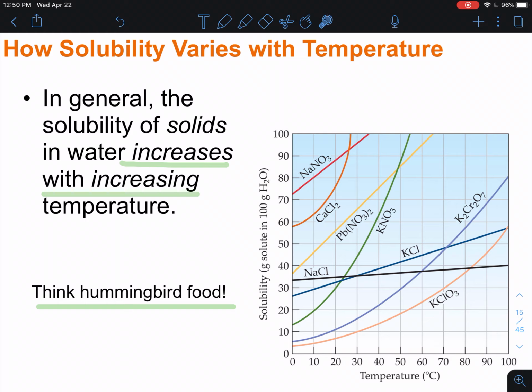And then here's a nice little graph showing temperature on the x-axis and solubility in grams of solute in 100 grams of water. And as we increase temperature, in every single situation, and all of these are ionic compounds, the solubility increases as temperature increases. Okay, so this trend you're going to have to know.